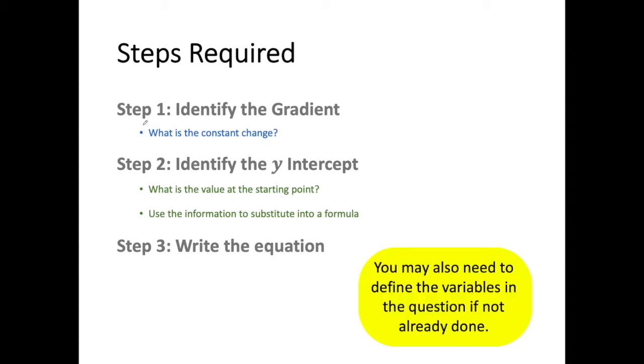Because we are modeling real life situations, you might also need to define what variables you're going to use if the question has not already done that for you. So for example, if it was water and time, W might be used for water, T might be used for time. But if that information isn't done in the question, you need to define it before you can proceed with answering the question. So let's have a look at an example of how we can apply these steps into a modeling for a real world situation.